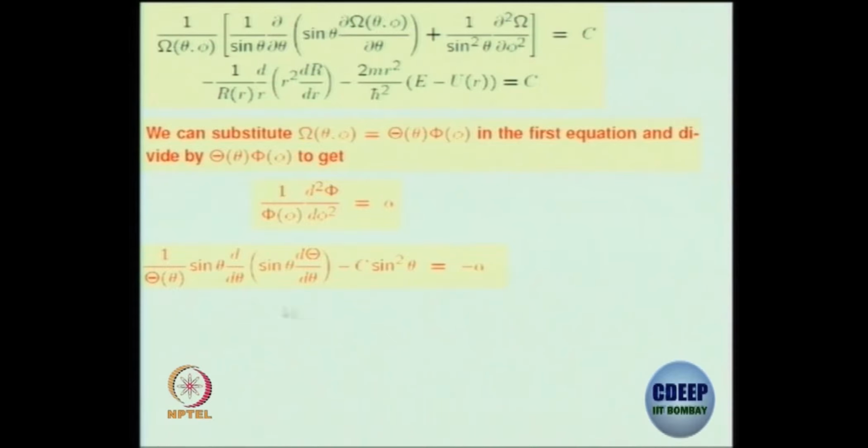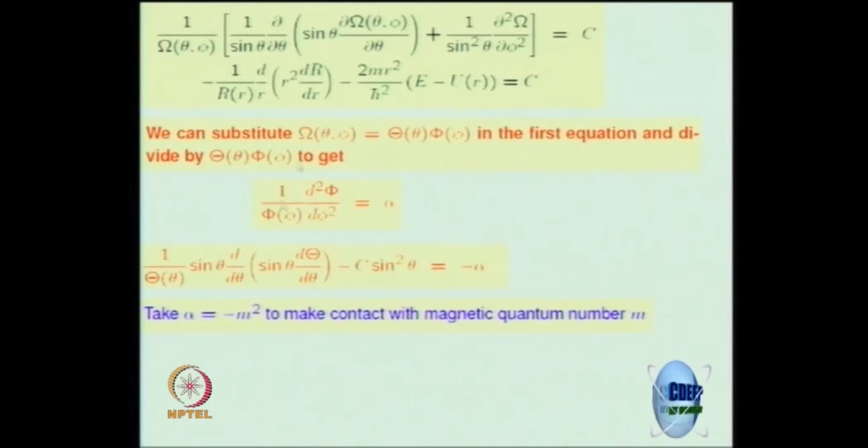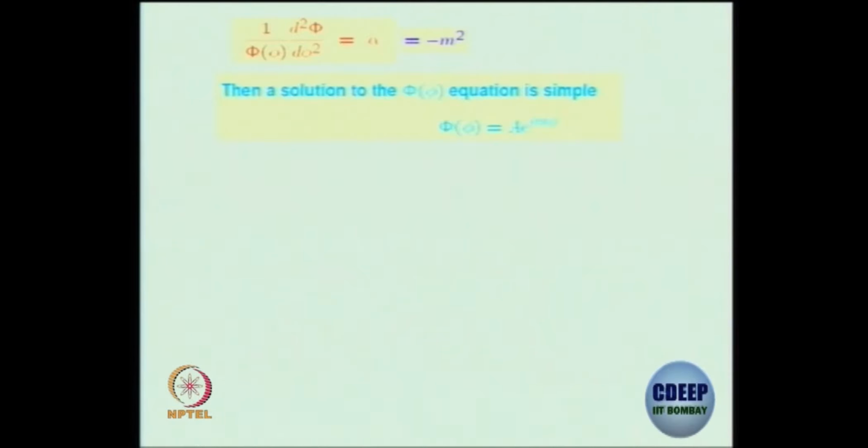And this one will be non-trivial. So having got these equations, you can go back and look at special functions and see what the solutions are. In order to make contact with the actual physics, which has this magnetic quantum number, we take alpha to be minus m squared and then we can solve this. Solution will be A e^(i m phi).